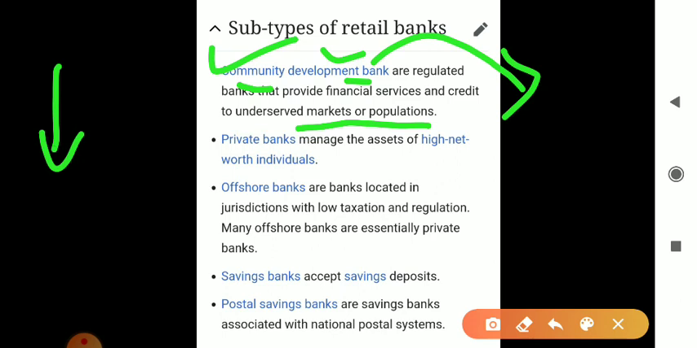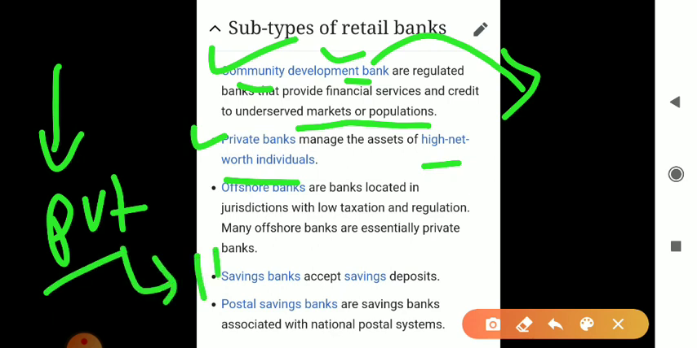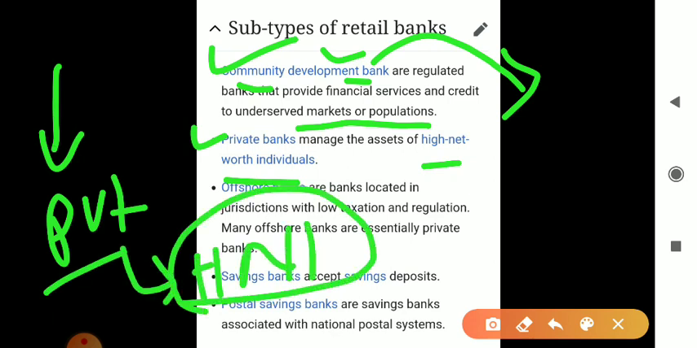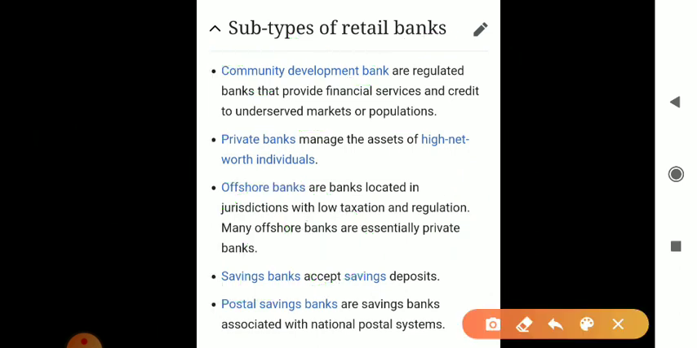Then the next one is private banks, which manage the assets of high net worth customers. Normally in case of a private bank, there are some HNI customers. HNI means high net worth individuals, and they normally deal with those. Next, offshore banks are banks which are located in jurisdictions of low taxation and regulation. Many offshore banks are essentially private banks, so they are related to private banks also.